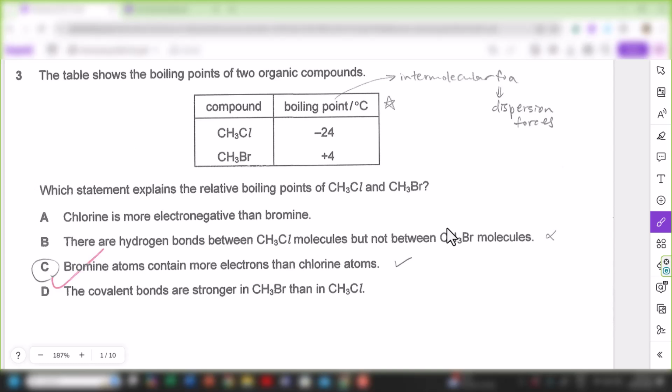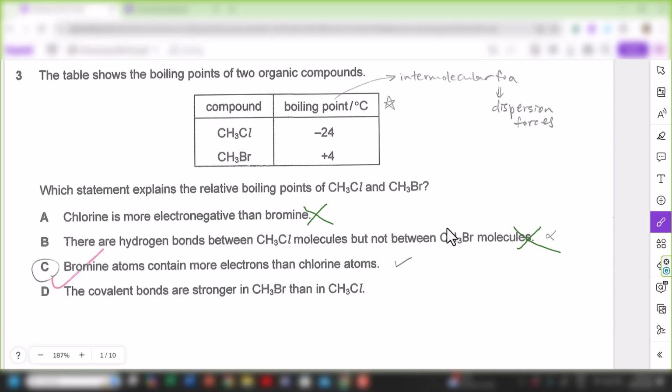Option A, Cl is more electronegative than bromine. I'll definitely cross this out, because if that is the case and permanent dipole takes precedence, I'm going to expect chloromethane to have a higher boiling point, but that's not the case. B, there are hydrogen bonds between certain molecules and not between others. This is nonsense, because with hydrogen bonds, remember, we are only looking at protonic hydrogens, with H bonded to F, O or N. Not the case over here, so I'm going to cross this out.